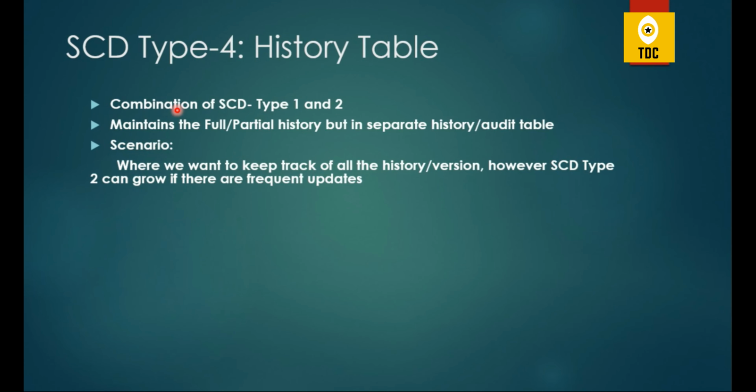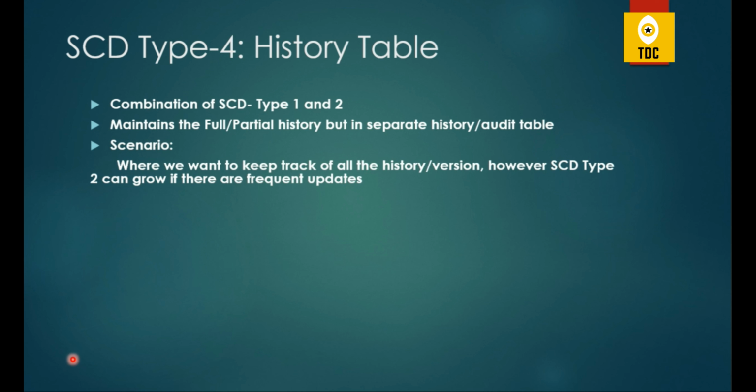So next we will understand SCD type 4, which we are calling a history table. Why are we calling it a history table? Because it is a combination of SCD type 1 and type 2. If you quickly recap SCD type 1 and SCD type 2: in SCD type 1 we were replacing the entire value from source to the dimension table, and in SCD type 2 we were maintaining the entire history.